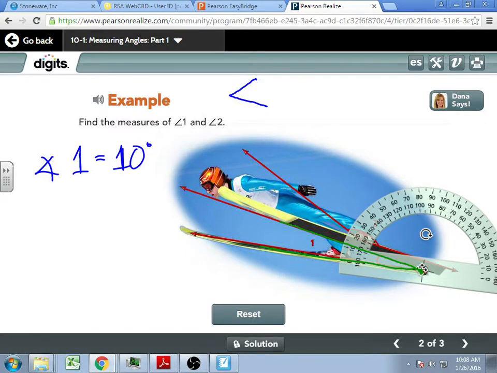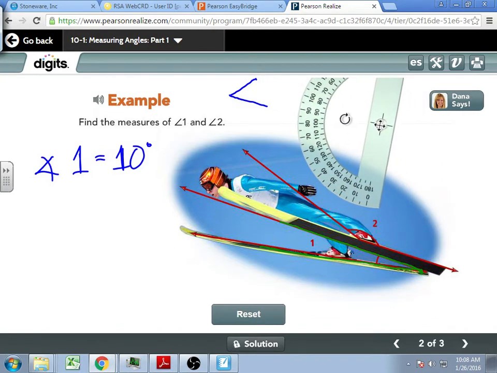Now angle 2 is actually an obtuse angle, guys. Angle 2 starts at his foot and follows the ski back, and follows his body up.